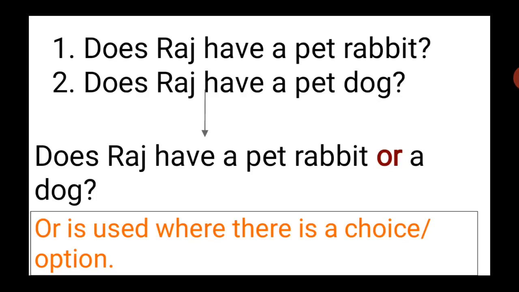Children, or is used whenever there is a choice or option given. As you can see, does Raj have a pet rabbit or a pet dog? They are asking about the choice. I hope all these three connectors are clear to each one of you.